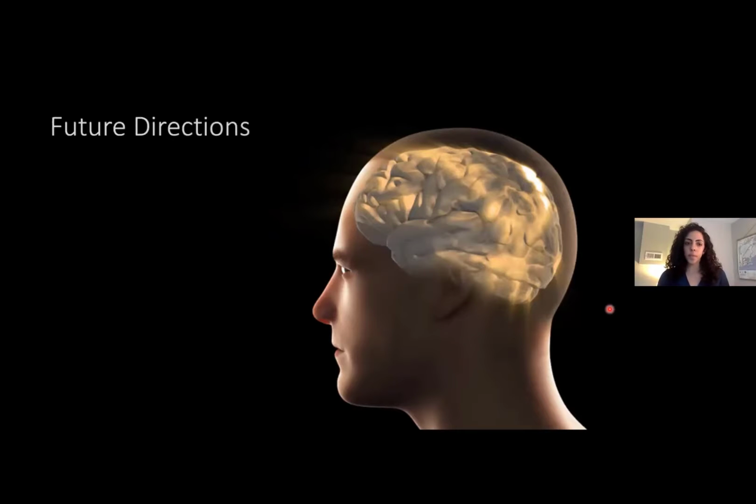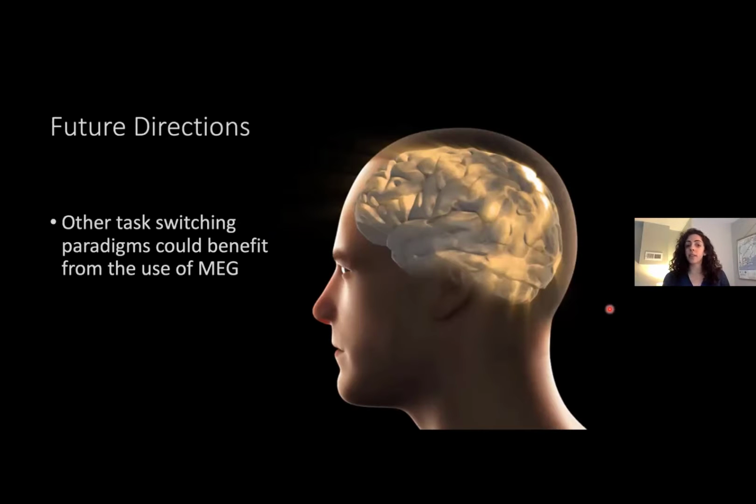So in the future, I think there are other task switching paradigms other than Stroop that would definitely benefit from the use of MEG with that amazing temporal resolution. And then also it might be interesting to combine EEG with fMRI to get the temporal resolution of EEG and the spatial resolution of fMRI for a more robust study.